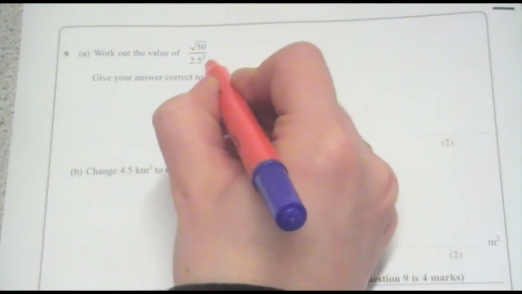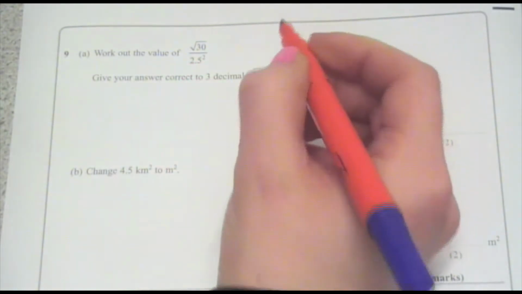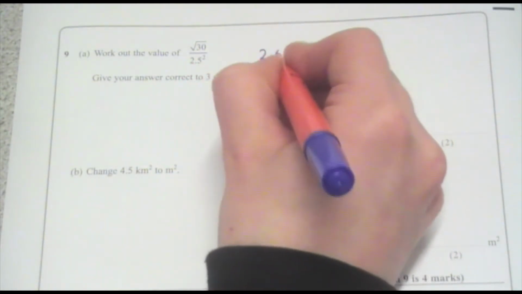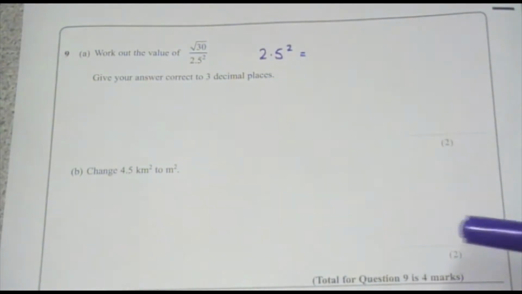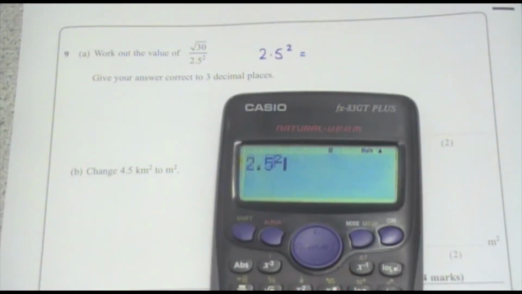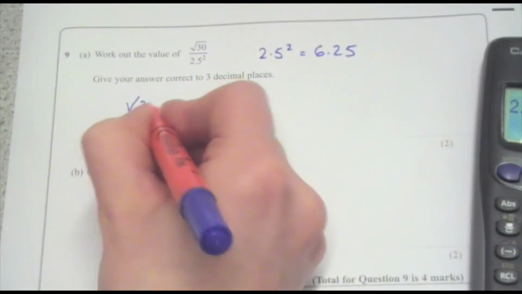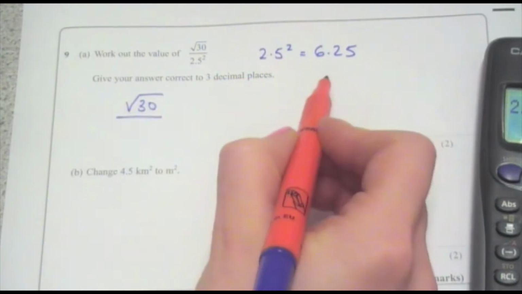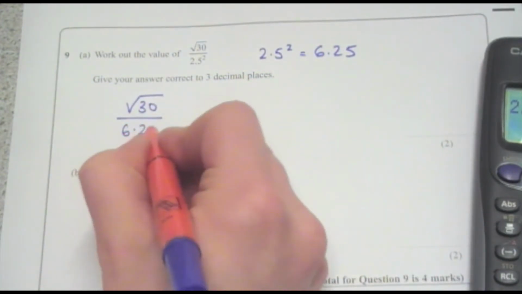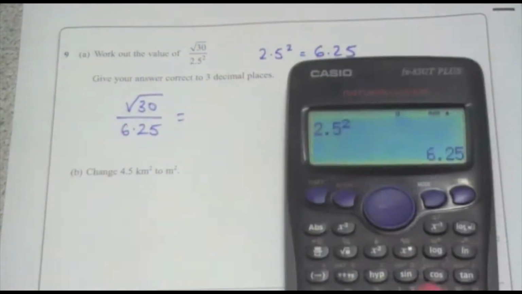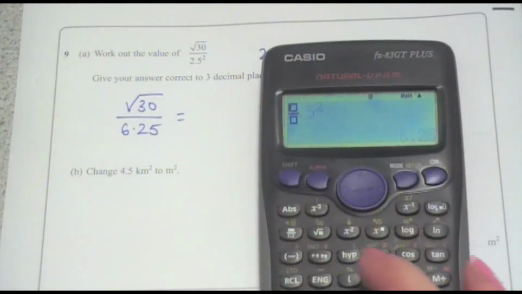Alright, the first thing I'm going to calculate is 2.5 squared. So 2.5 squared is equal, using my calculator, to 6.25. So I then know I've got to do the square root of 30 divided by 6.25. I type that into my calculator. I'm going to use the fraction button. On the numerator, I've got the square root of 30, and on the denominator, I've got 6.25.